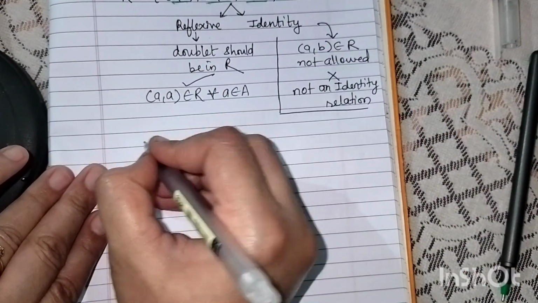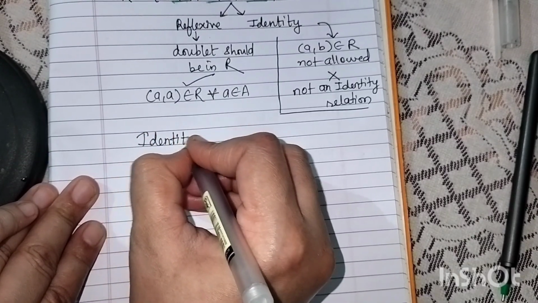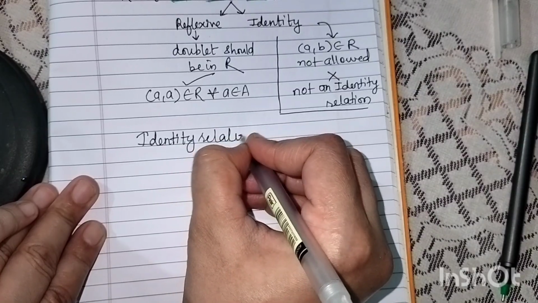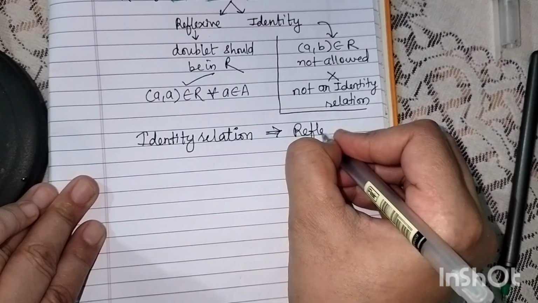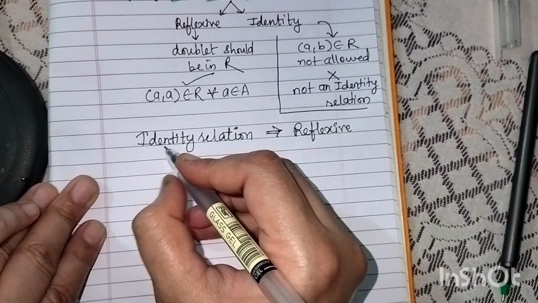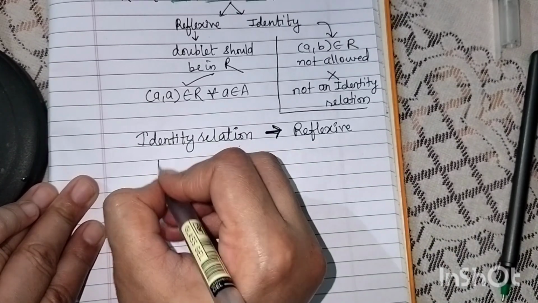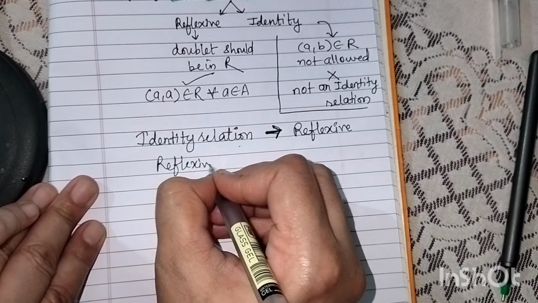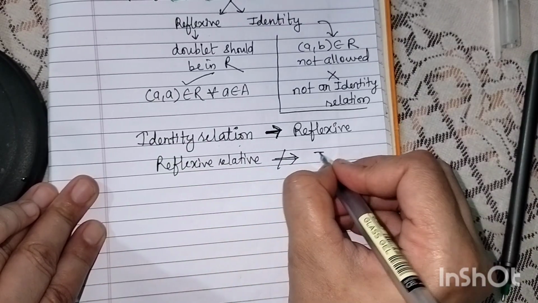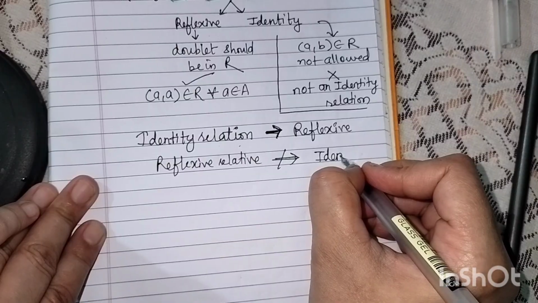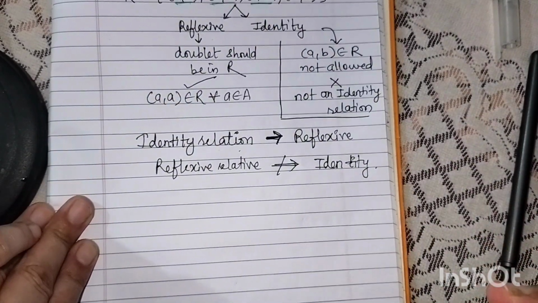So this may come in your MCQ, that if a relation is identity, okay, that is going to be reflexive always. An identity relation is always a reflexive relation. But if you have a reflexive relation, that may not be identity. Okay, so this you should know.